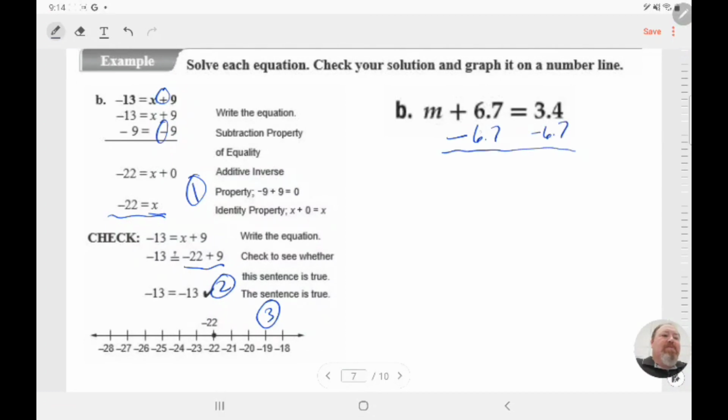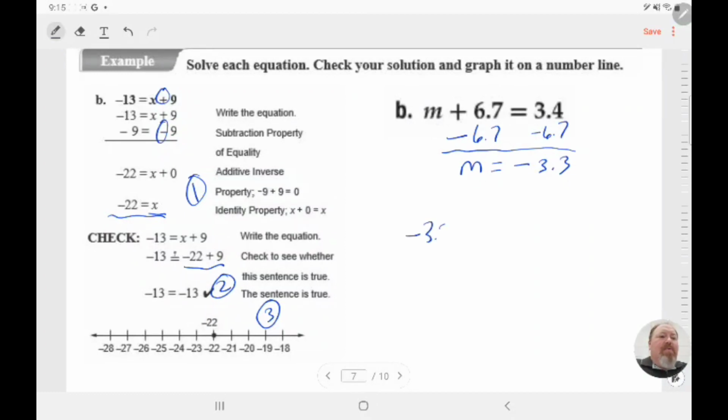This would be 6.7 minus 6.7 is 0, so that leaves me with m. And then 3.4 minus 6.7, that's opposite signs, so I subtract and keep the sign of the larger absolute value, so that would be negative. And it looks like that would be 3.3. But we can check it and make sure.